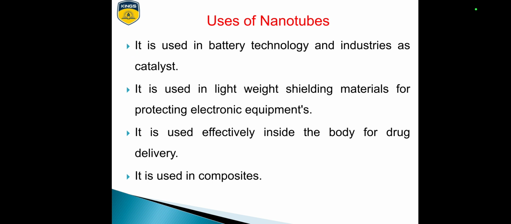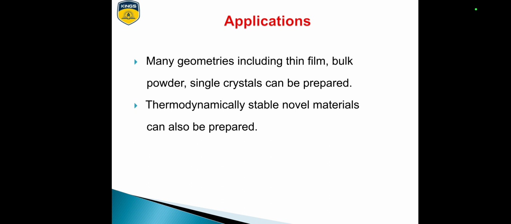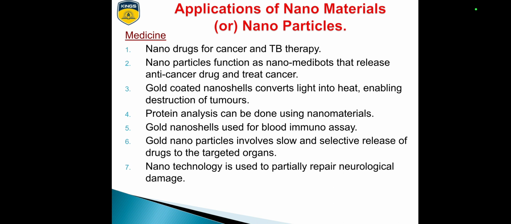The uses of nanotubes. It is used in battery technology and in industries as a catalyst. It is used in lightweight shielding materials for protecting electronic equipment. It is also used effectively inside the body for drug delivery. It is used in composites also. Applications: many geometries including thin film, bulk powder, and single crystal can be prepared. Thermodynamically stable novel materials can be prepared.